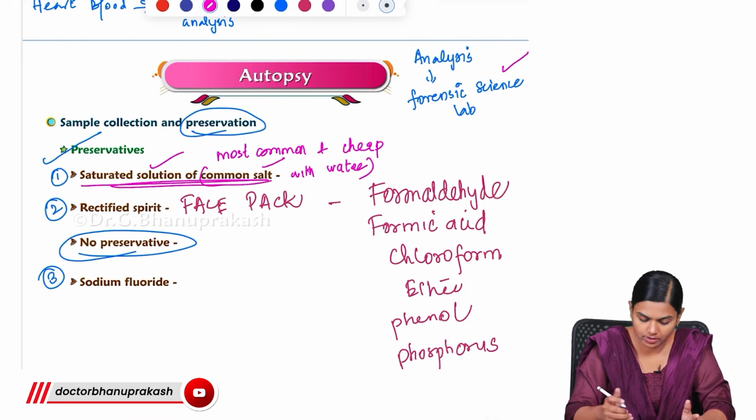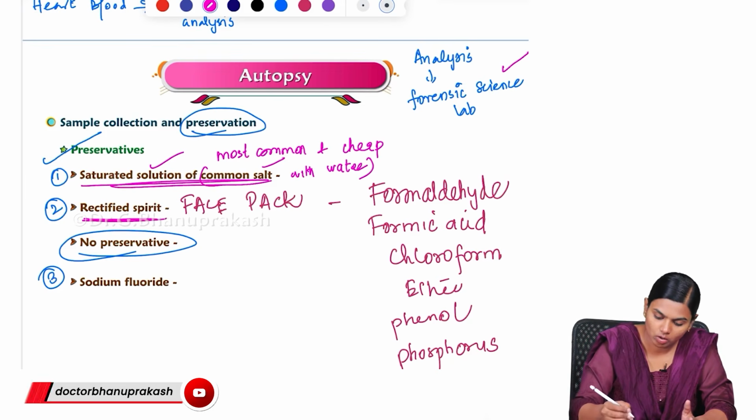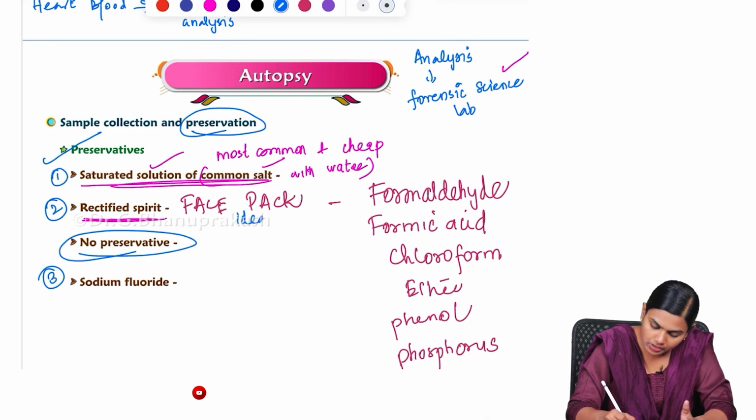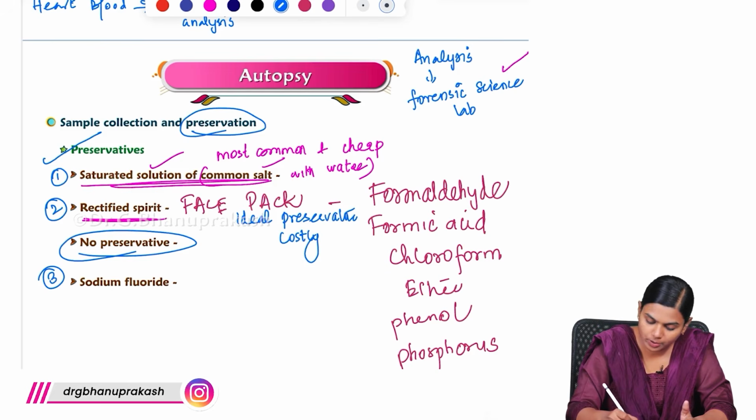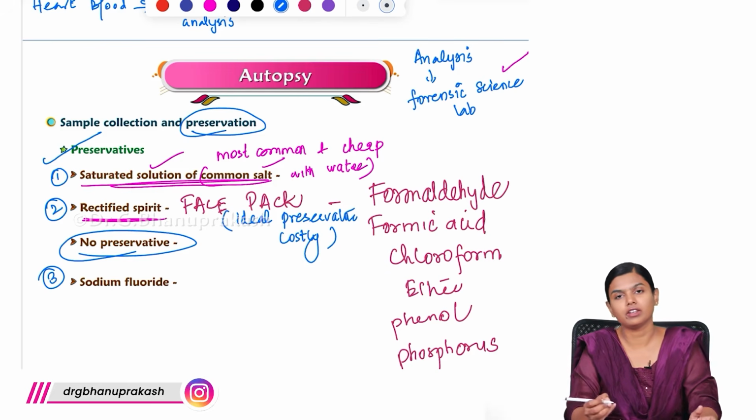And in some cases we use rectified spirit. Rectified spirit is also known as an ideal preservative, and it is very costly.